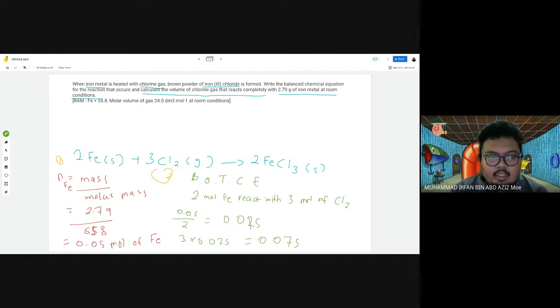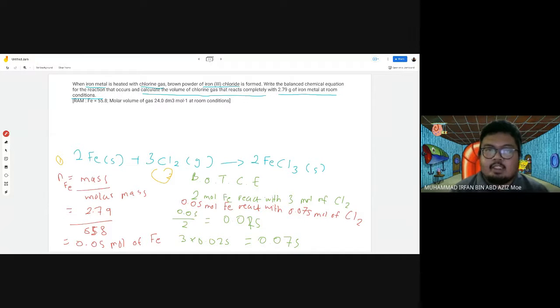So based on step 2, you will get that 0.05 mole of Fe reacts with 0.075 mole of Cl2. Okay, this is for step 2.